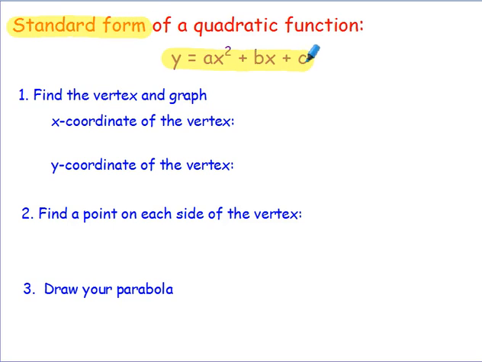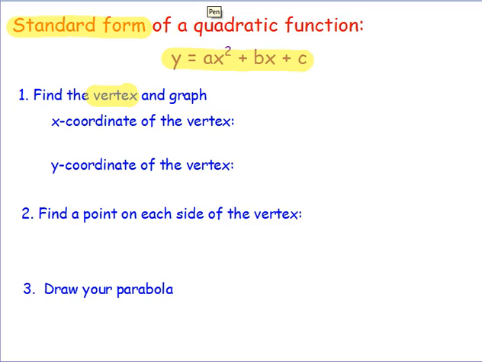This is standard form, and we should be comfortable with that equation because we used this form when we were doing the quadratic formula. When we were doing factoring, we always had ax squared plus bx plus c. So let's talk about the steps to graphing these. The first thing we need to do is obviously find the vertex.